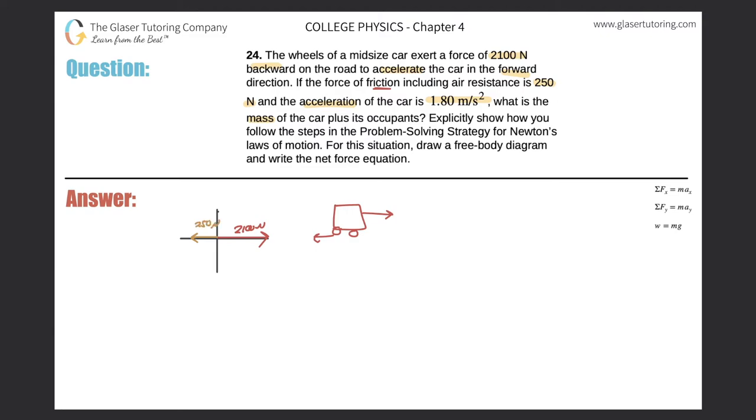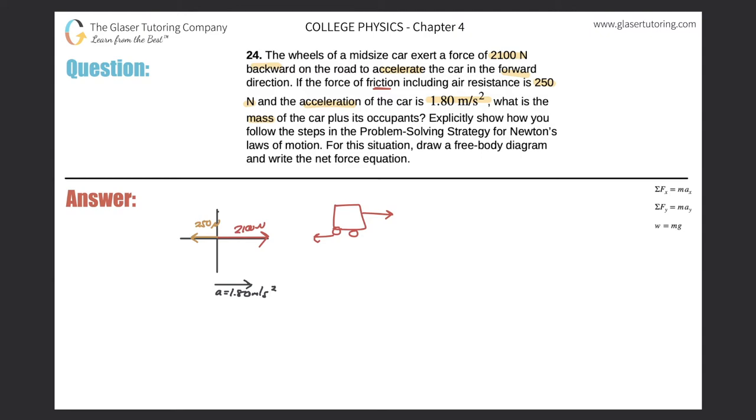Wonderful. And it says that the car is accelerating 1.80 meters per second squared. Now, given my diagram, the car will be accelerating to the right, because the net force will point in the same direction as that acceleration. This problem is fairly easy, but when problems become more complex, it's important to keep these ideas in mind. Now, how can I put this all together?